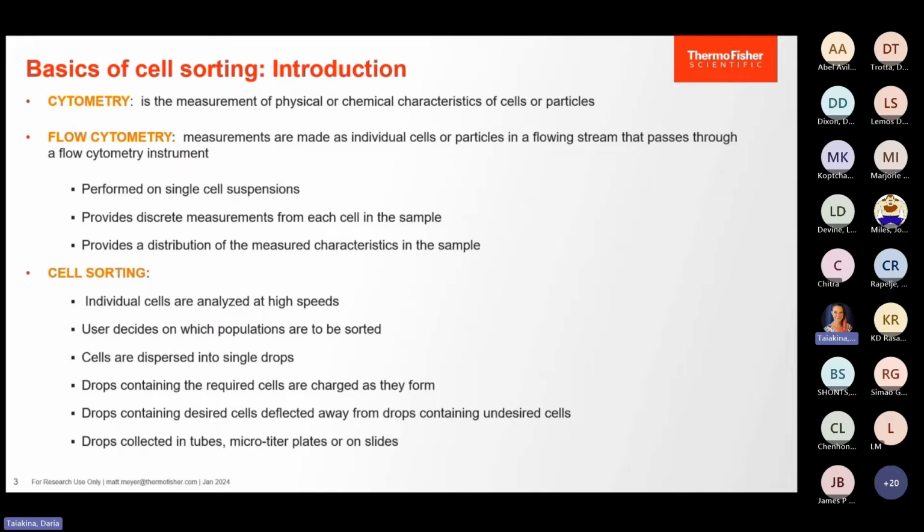And then if we take that a step further, cell sorting is an extension of flow cytometry. Cell sorting allows the user to decide on which populations to be sorted. There's a wide variety of sorters on the market today, but today we're going to be discussing droplet-based electrostatic sorting. This is where the droplets are collected in a wide variety of collection plates, tubes, and slides.